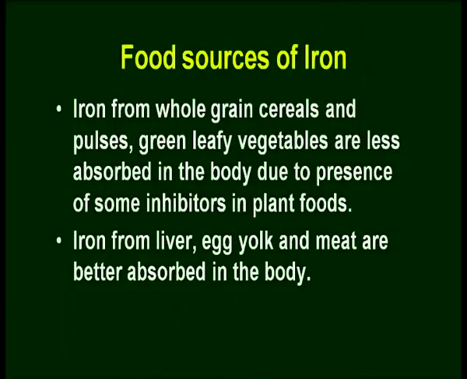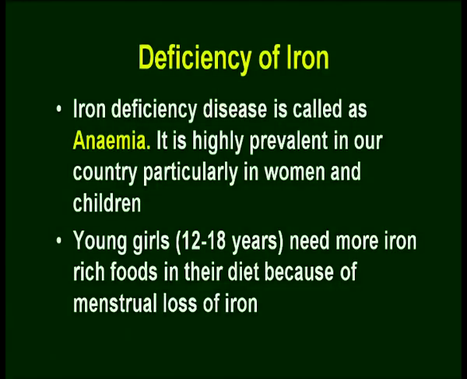What is the difference when the iron is present in plant sources or animal sources? Iron in plant sources, as I just told you, is in green leafy vegetables, cereals, pulses, etc. But there are some inhibitors present in them which inhibit the absorption of iron. When we take iron from animal sources, it is better absorbed. There are some inhibitors there too. We'll talk about that a little later.